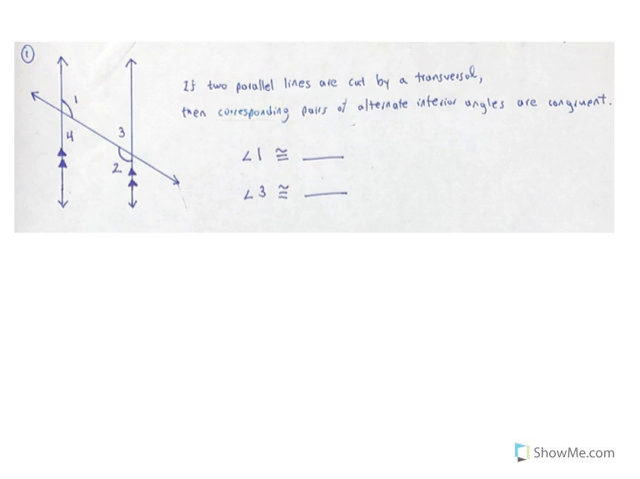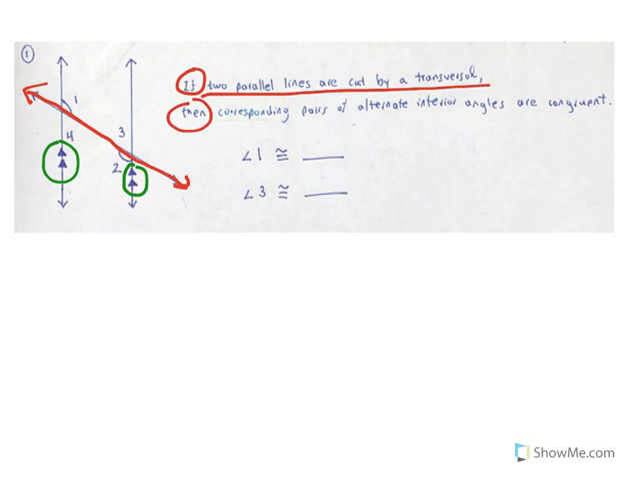So we begin by reviewing some geometry. So prerequisite knowledge, worksheet number 1. So you have two parallel lines that are indicated by these symbols, and they're cut by a transversal. So this is a transversal. So if two parallel lines are cut by a transversal, this is a theorem from geometry, then corresponding pairs of alternate interior angles are congruent. Interior angles are angles that are between the two parallel lines.